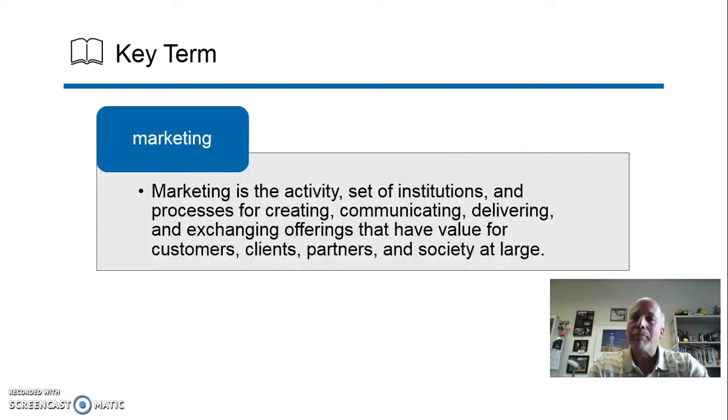Third, we talk about the marketing area. Now, many times people look at marketing or think of marketing as strictly advertising, but it's much more broad than that. As you can see by the definition here, marketing is the activity, set of institutions, and processes for creating, communicating, delivering, and exchanging offerings that have a value for customers, clients, partners, and society at large.